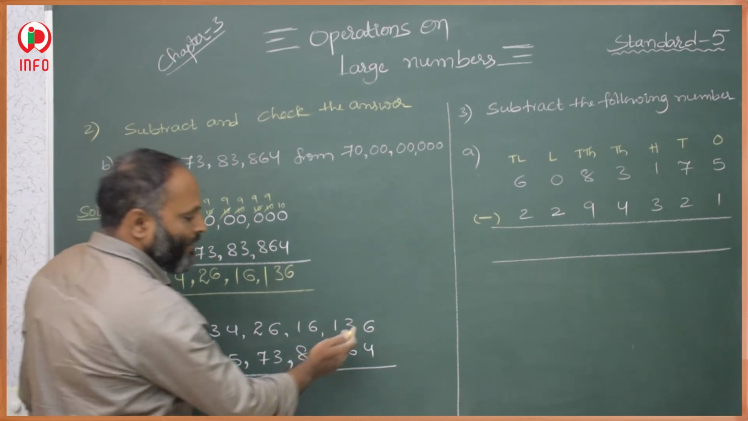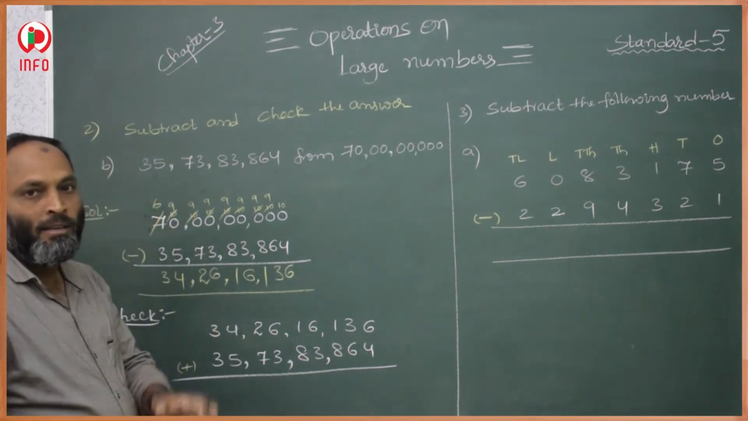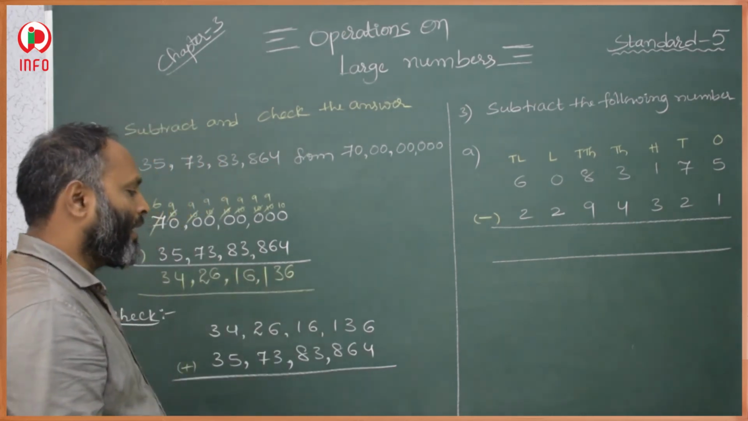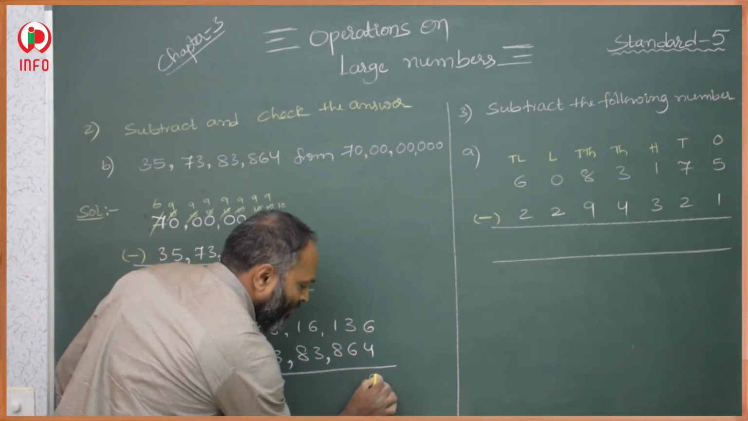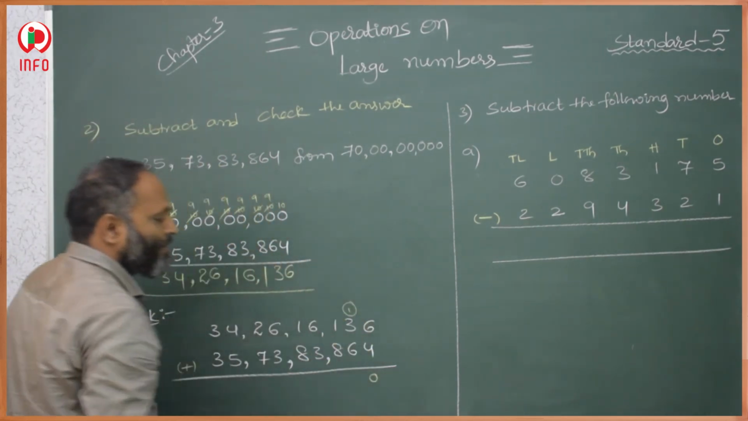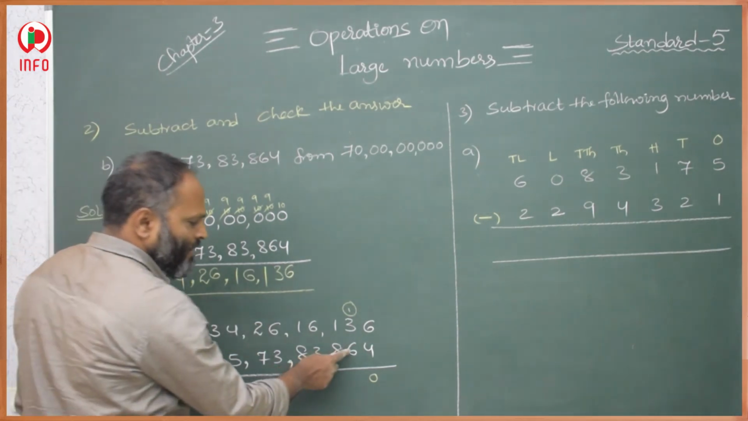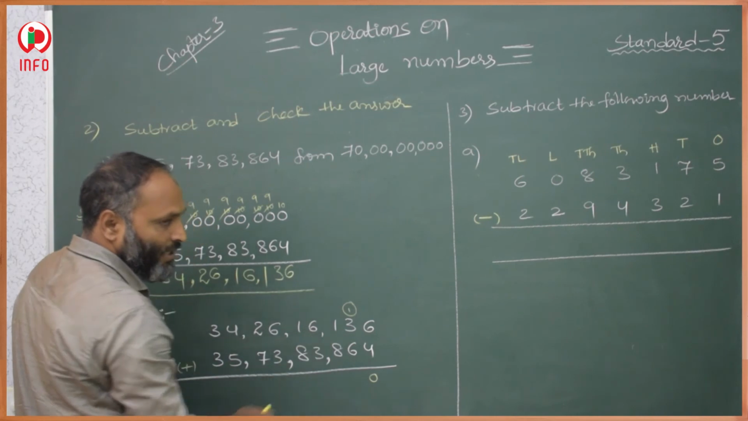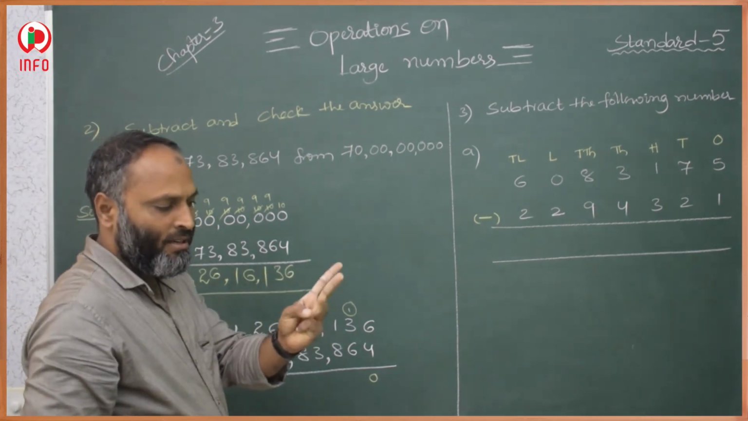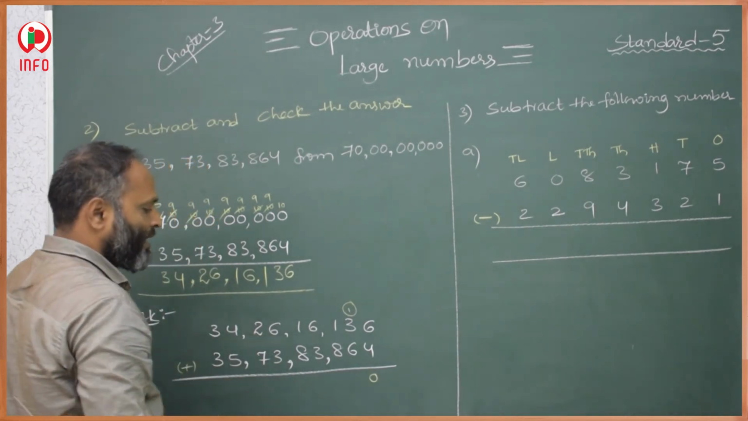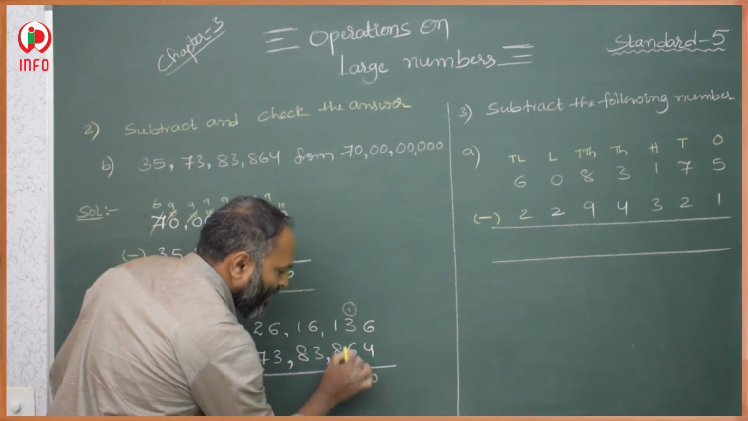Then check. 6 plus 4: 6, 7, 8, 9, 10. 10 is a double digit number, so 0 here and 1 here. The 1 goes to the very next place, that is the tens place. Then 6 plus 3, 9. 6, 7, 8, 9, and again 1, 10. It is also a double digit. 10 means 0 here and 1 here.